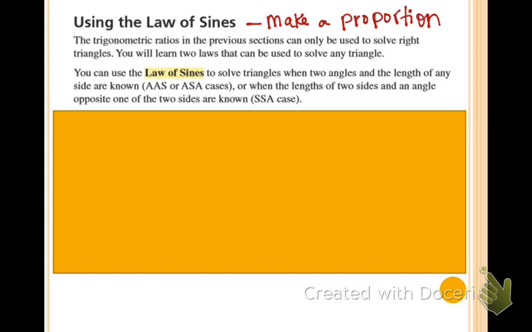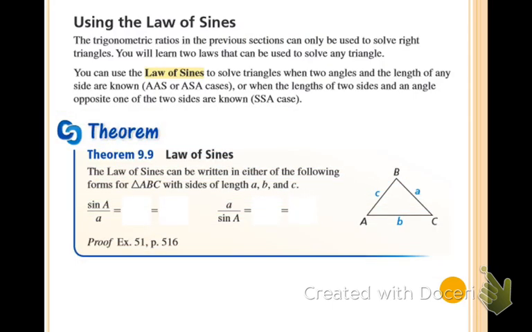You use this for different things that you're given. But before you write anything down, I'm just showing you what you'll be doing. You'll be using sine of an angle over the side across from it. So every angle corresponds with the side across from it, just as a recap. Angle A is across from side a. Angle B is across from side b. Angle C is across from side c.